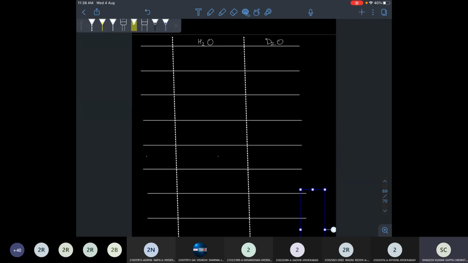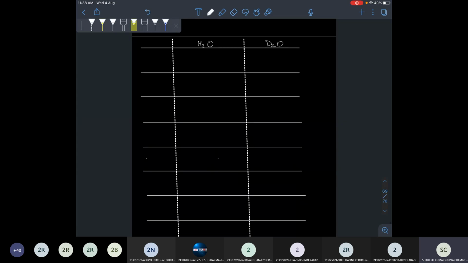Whole list of table, I will highlight wherever it is required. I don't think I need to tell you about molecular mass, but if you want to write, you can write.